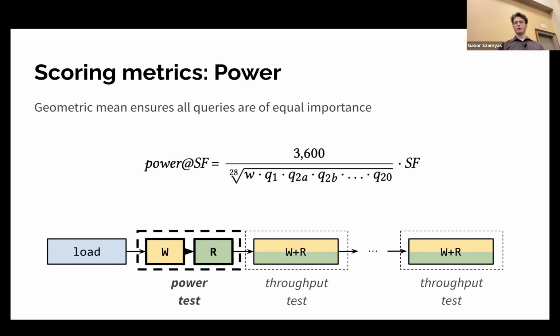So we run these benchmarks and collect all the execution times during the phases that the system goes through. We then derive two metrics for scoring. One is the power metric, which is determined as the geometric mean of the write time and the 28 query variance. Then this is of course scaled up by the scale factor similarly to the TPC.